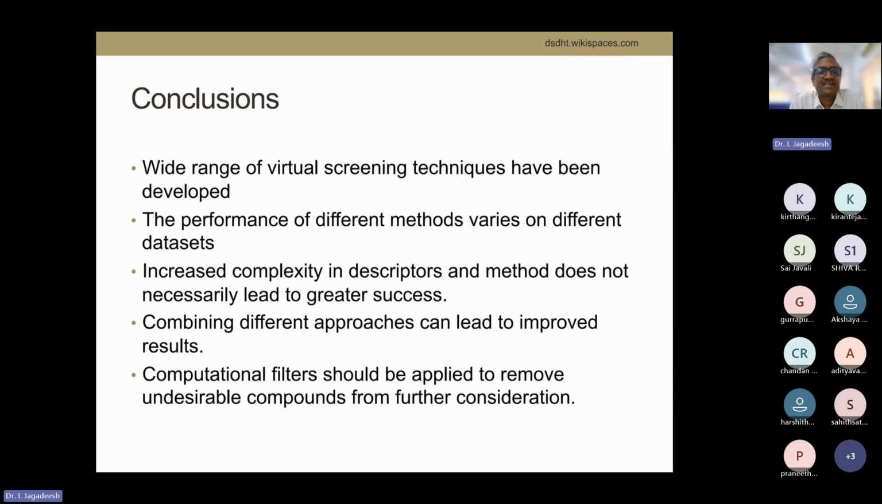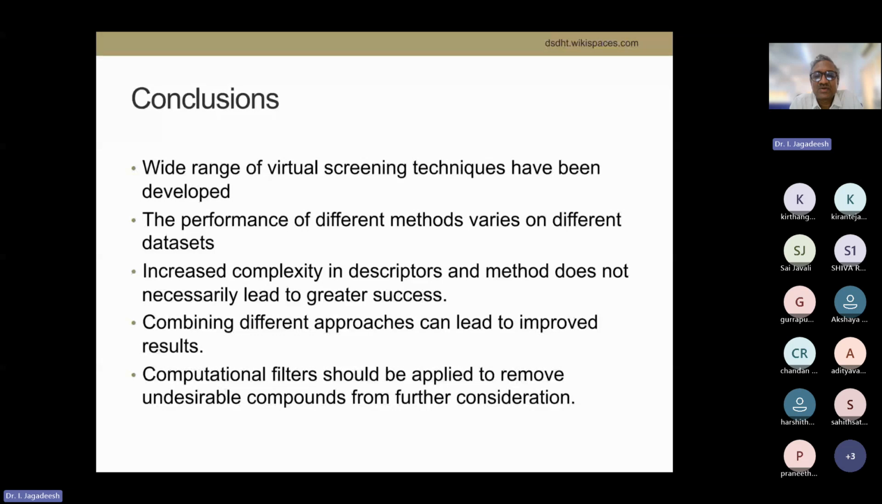A wide range of virtual screening techniques have been developed, but the performance of different methods varies with different data sets. Increased complexity in the descriptors and methods does not necessarily lead to greater success. That is the reason we have to use a combined effort. Different approaches can lead to improved results instead of relying on only one, only chemical based or only energy minimization, which will result in false positives.